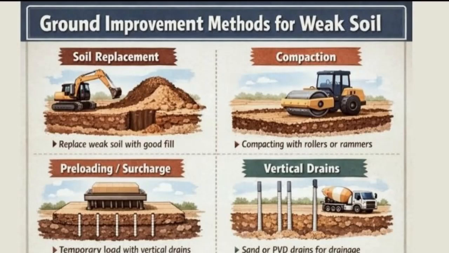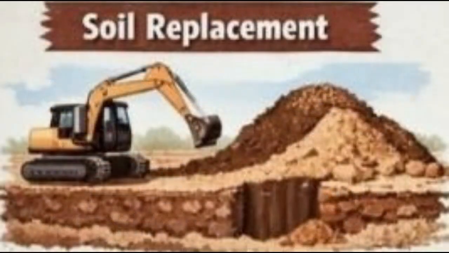Ground improvement methods are used to enhance the engineering properties of weak or problematic soils so that they can safely support structures, embankments, roads, and infrastructure. These methods aim to increase bearing capacity, reduce settlement, improve stability, and control groundwater or deformation. The choice of method depends on soil type, depth of weak layers, project scale, time constraints, and cost.